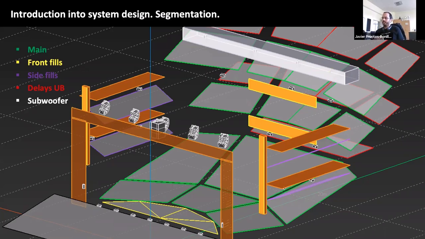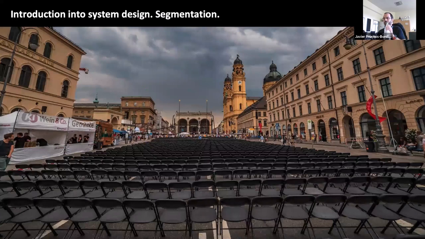Let's see this in a real example. We take our plane. We were in London. Now we are going to travel to Munich again. So this is the Odeonsplatz. And this is a picture which was taken from the very last row. I don't know if you have ever been in this area of Munich, but this monument is bigger. It's quite big, like that.